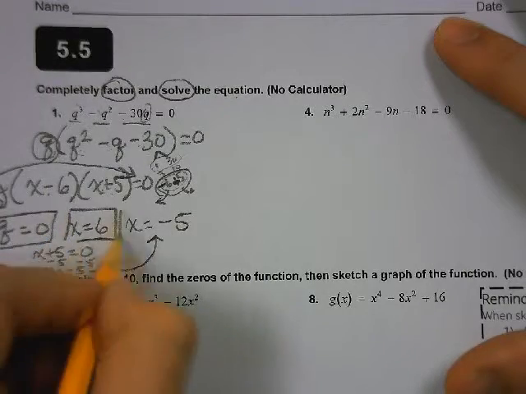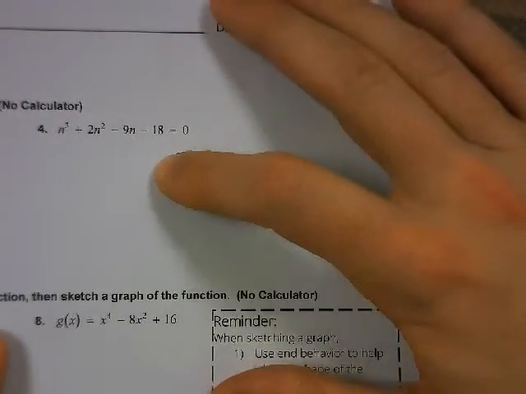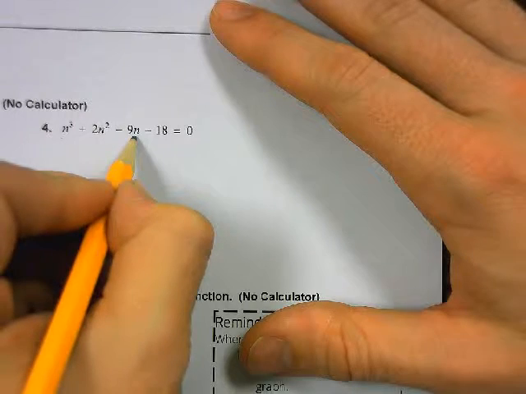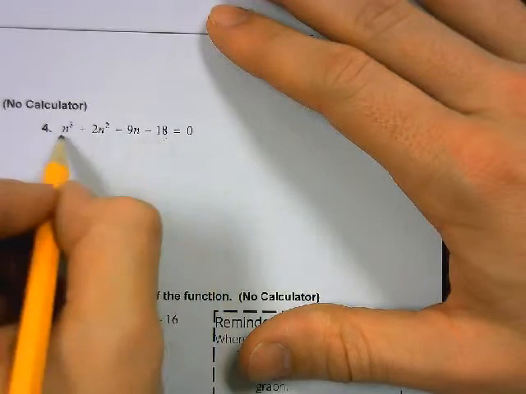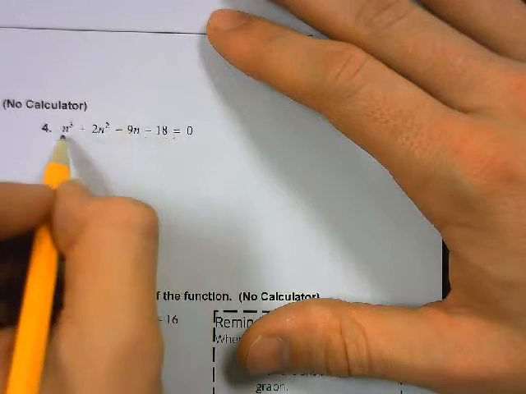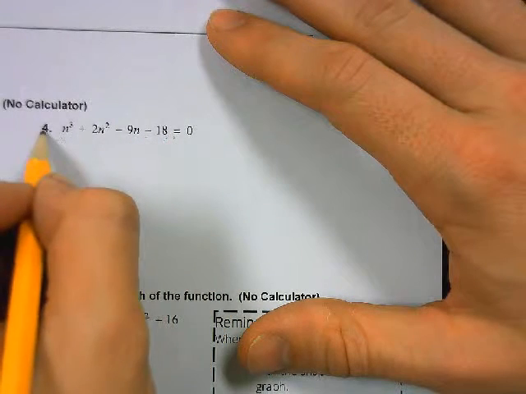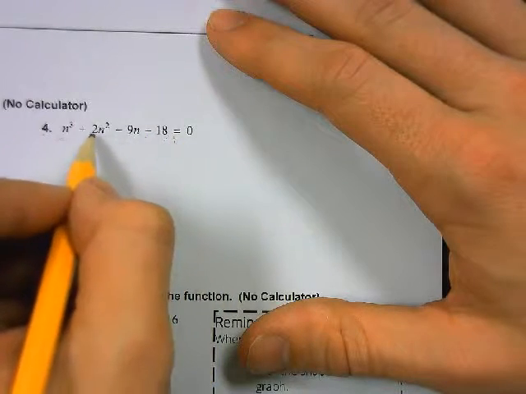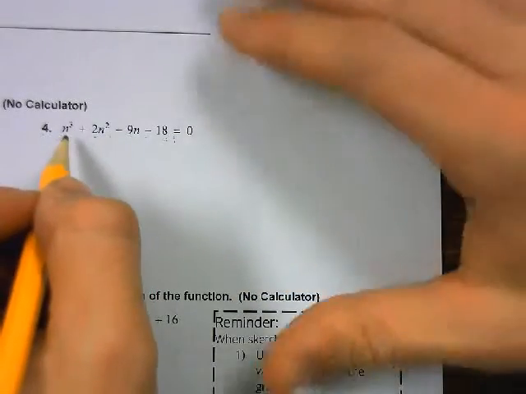The next problem that we see is number 4. I've got an n cubed plus 2n squared minus 9n minus 18. I can't divide by any one factor here because this does not have an n, so it's not like I can take an n out here. And 9 and 18 are good, they're multiples. I like 2 and 18, that's good. But they definitely don't have anything in common because we just have a 1 here.